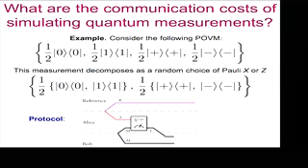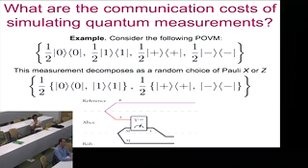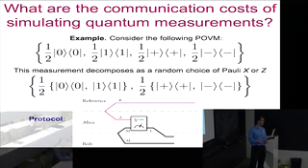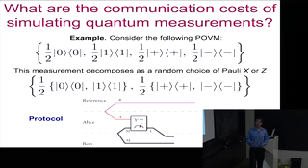Okay, so the idea of simulation is, if there's some state that Alice has on which she wants to simulate the measurement, we assume that Alice and Bob can have access to the outcome of a shared coin flip, some common randomness, shared randomness, before communication begins.